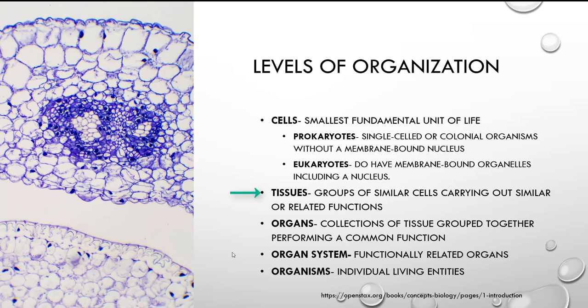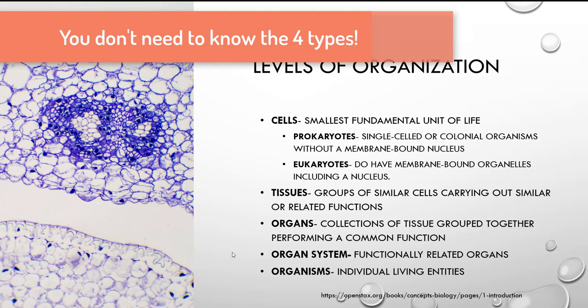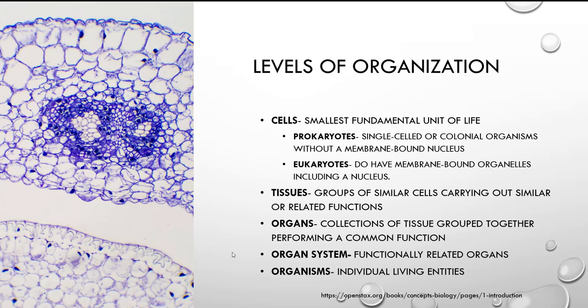If we look at humans, we have 4 types of tissues found in our bodies. We have connective tissues, like blood. We have muscular tissues, so muscle. We have epithelial tissues, like tissue surrounding your organs or your skin, and nervous tissues, so think of your neurons and brain cells. So those are similar cells carrying out similar or related functions. Those are the tissues of the body.